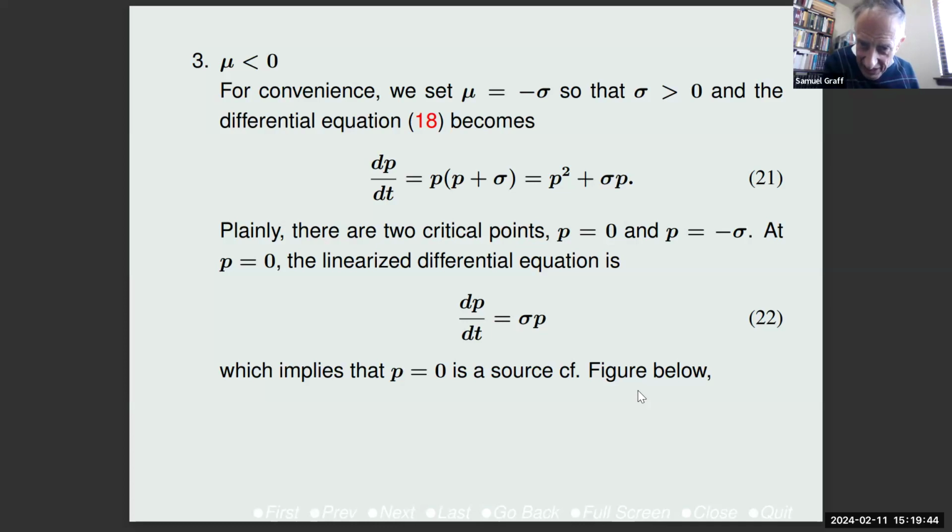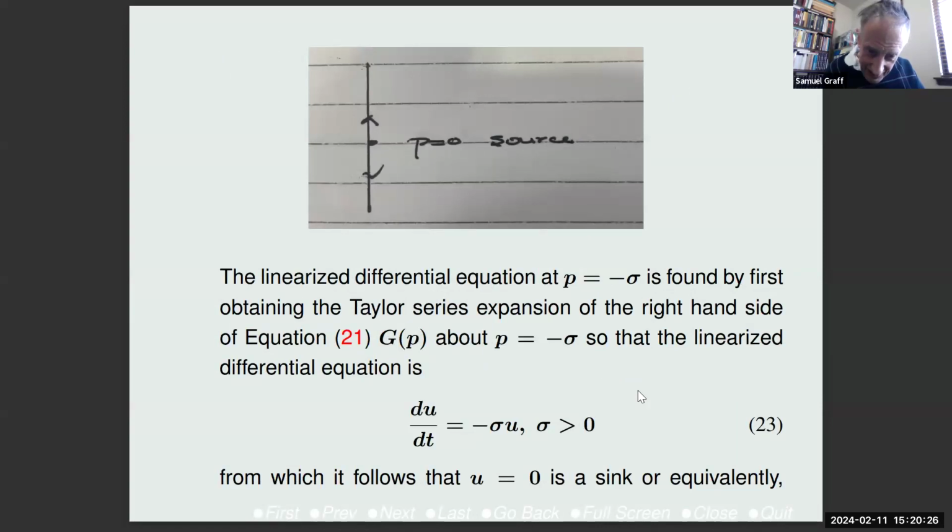If we let mu equal minus sigma so that the parameter is again positive, the differential equation is modified very slightly. The right side becomes P times P plus sigma. You have two critical points, P equals 0 and P equals minus sigma, and you have the linearized differential equation as we've had earlier. And again, sigma being positive means that P equals 0 now is a source, because when P is positive, dP dt will be positive, and when P is negative, dP dt will be negative.